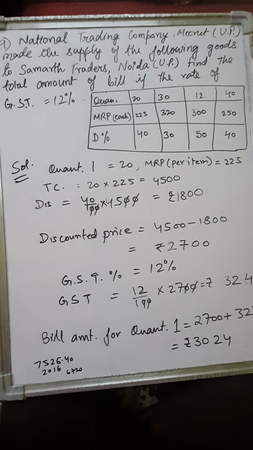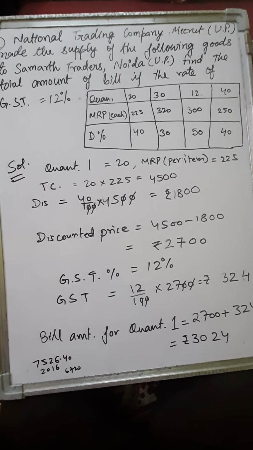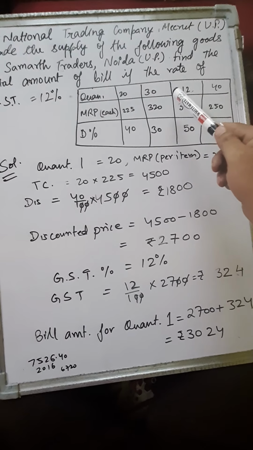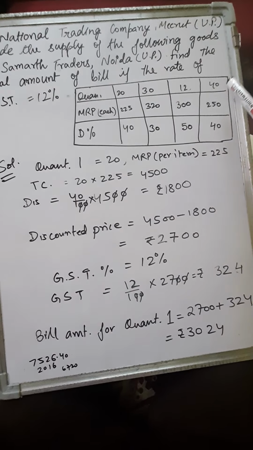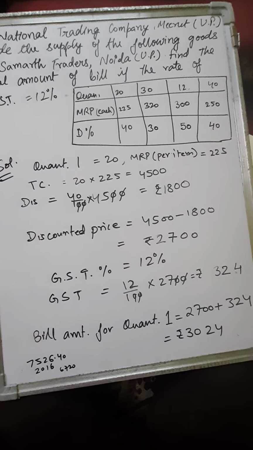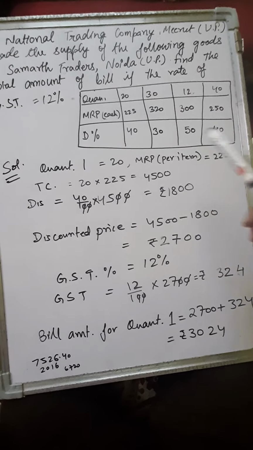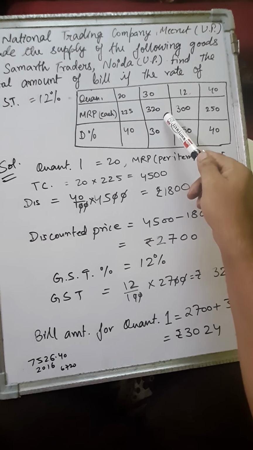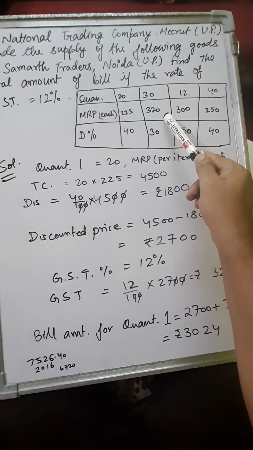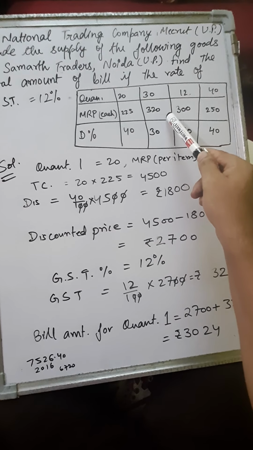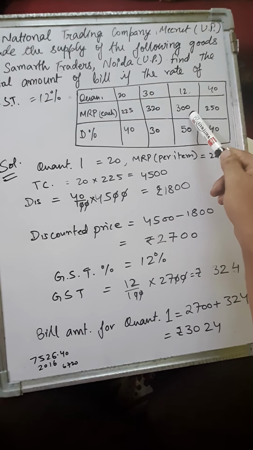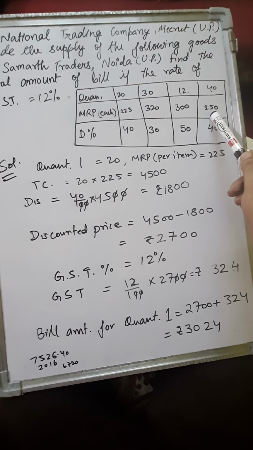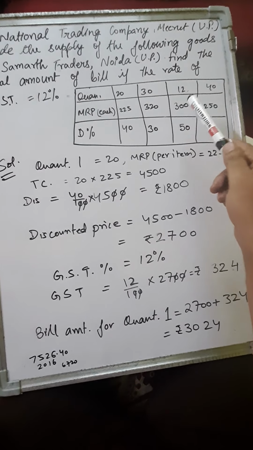Right, children? And there's a slab given in which there are 4 quantities of goods. Quantity 1 is of 20 units. Quantity 2 is of 30 units. Then 12 units and 40. The fourth quantity is 40 units. And the MRP of the first quantity is 222. For the second quantity, the MRP per product is 320. For each product of quantity 3 it is 300. For each product of quantity 4 it is 250.